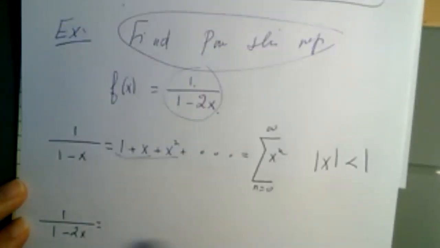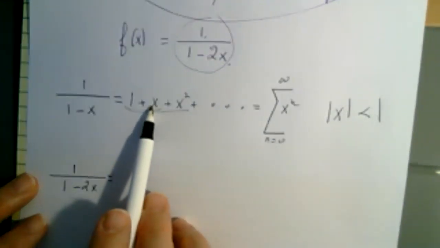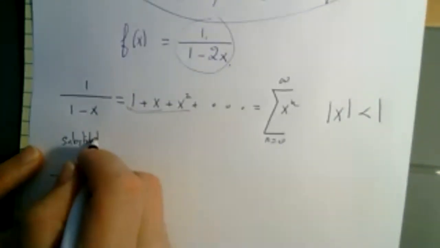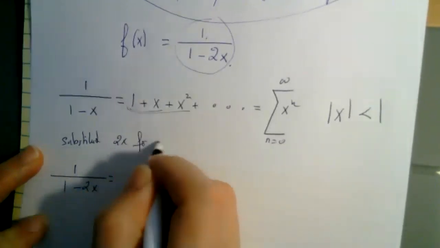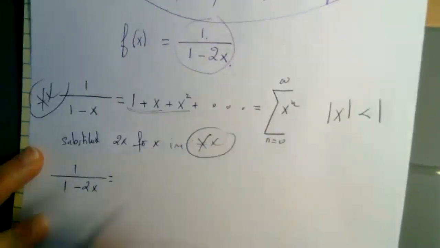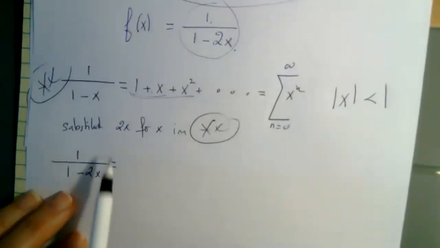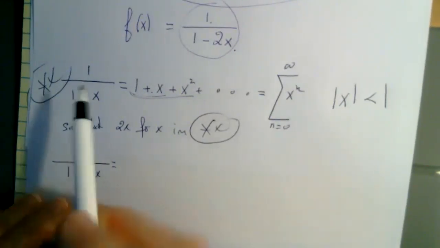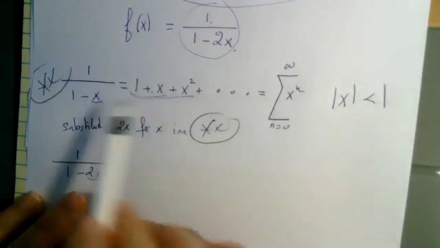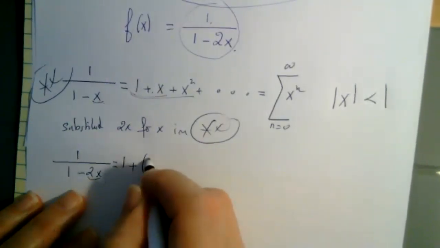So now I want 1 over 1 minus 2x. How can I write this as a power series? Here's what we're going to do. We're going to substitute 2x for x in this equation. What do I mean by that? Everywhere there is x, I'm going to put 2x because the format is the same. If this holds when absolute x is less than 1, then instead of x, I can use 2x. So I'm going to write it as such.